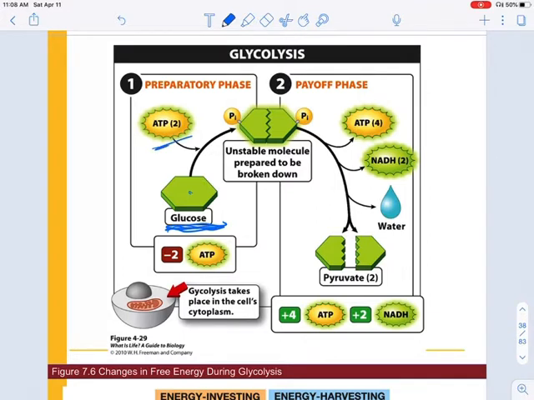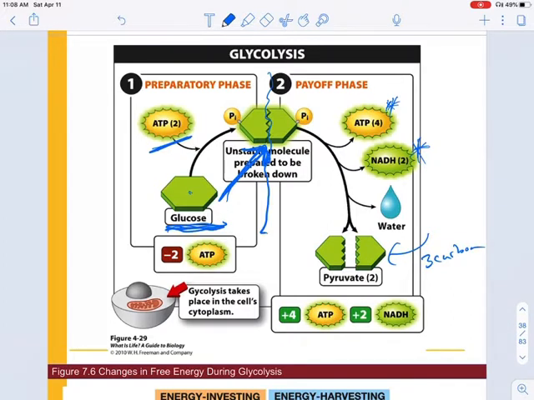We're going to invest 2 molecules of ATP, so we're putting in our own energy in order to destabilize this glucose molecule. This unstable molecule can be split down the middle, and as a result of that splitting, we will gain 4 ATP and 2 molecules of NADH, and then an organic compound, pyruvate, which is a 3-carbon structure.